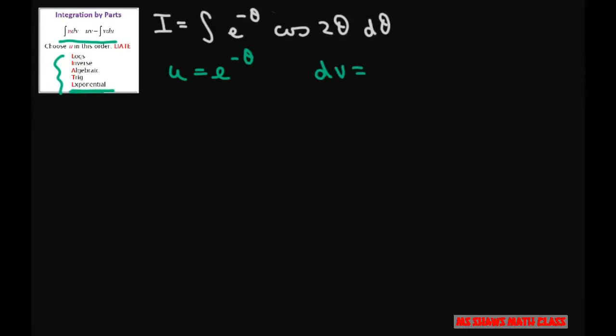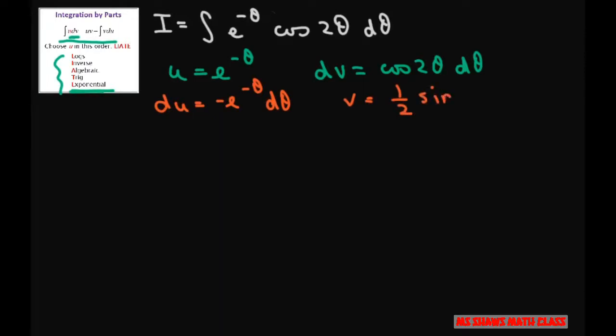So that's going to, because I want to set it up, that's cosine of 2 theta d theta. Might make it a little easier. You can try it the other way as well. So the derivative of u equals negative e to the negative theta d theta. And then our v is just going to be 1/2, our antiderivative of that, 1/2 sine of 2 theta.